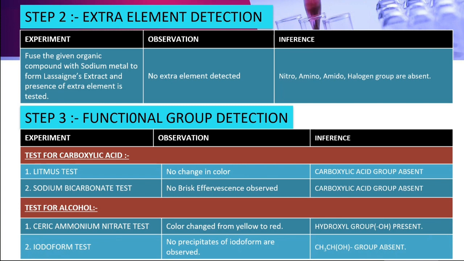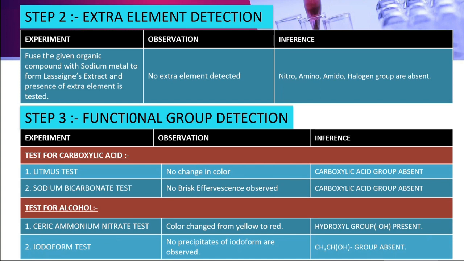To confirm this, we do a second test, that is the sodium bicarbonate test. Here about 2 ml of cold saturated solution of sodium bicarbonate is taken in a test tube and we add a pinch of the organic compound. If brisk effervescence is observed, then the carboxylic acid group is present, but here we observe no brisk effervescence, so that means the carboxylic acid group is absent.